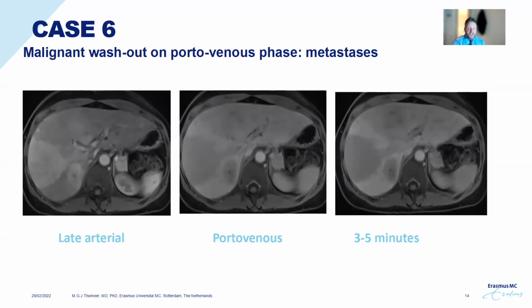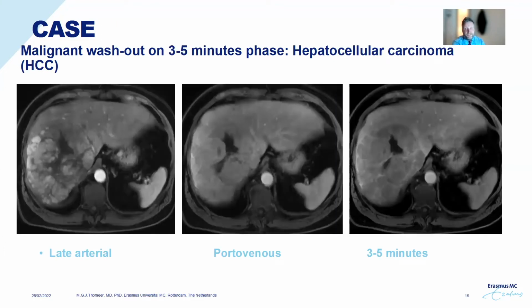At last, washout is a typical phenomenon of a malignant tumor. This is an example of washout of liver mets from melanoma. As you can see, this washout is typically already visible in the portovenous phase. On the other hand, this is an example of an HCC with multiple nodules in a non-cirrhotic liver. Washout is only clearly visible after 3 minutes. For this reason, remember always to scan until 3 to 5 minutes.